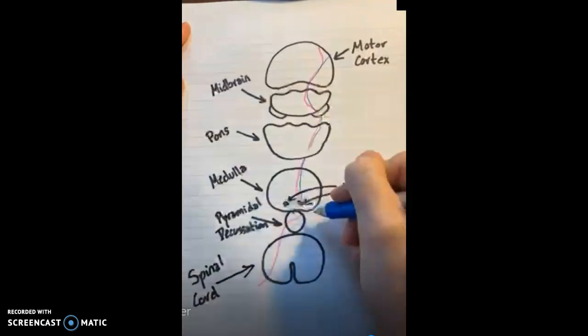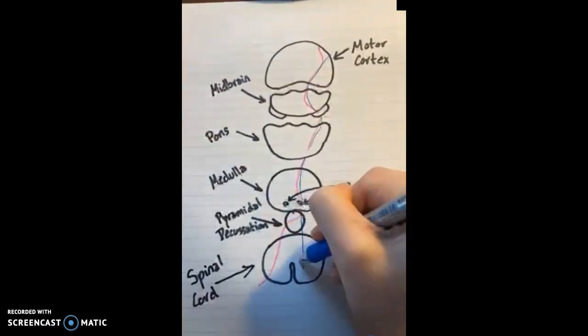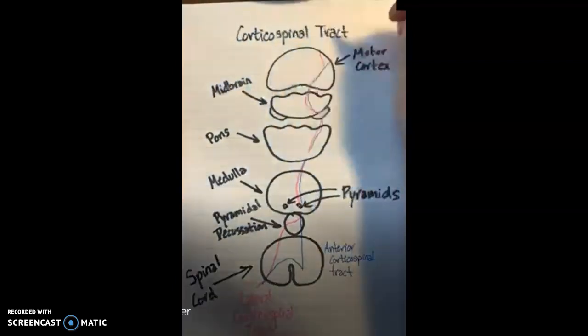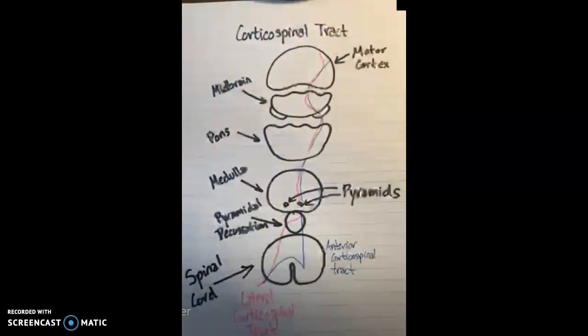However, some will not cross and still enter the side of the body in which they originated into the anterior corticospinal tract, which controls movement of proximal muscles like the trunk. Then after that, they will only cross when they synapse on a lower motor neuron.